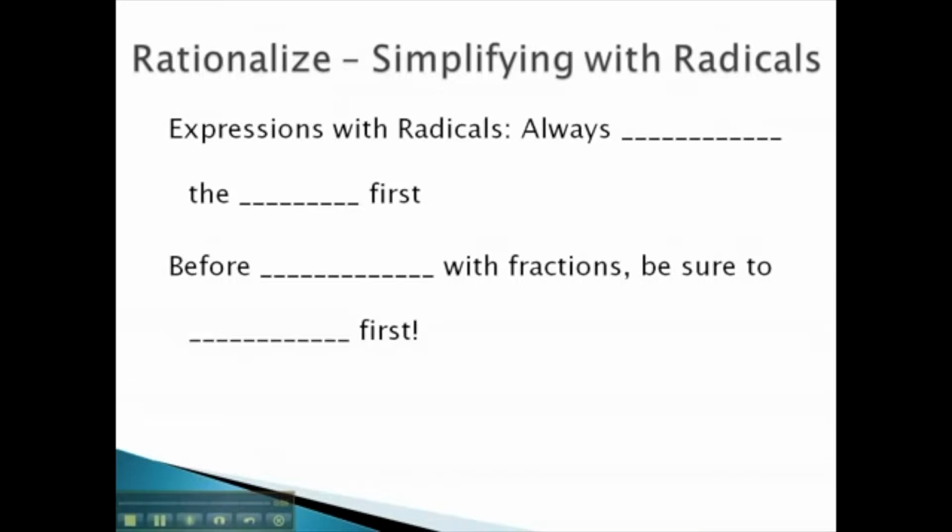Specifically with division. In expressions with radicals, it is important that we always simplify the radical first before we move on to simplifying the rest of the problem. However, it's important that we remember that before we reduce with fractions, we must always factor first. And after the expression is factored, we can divide out common factors.